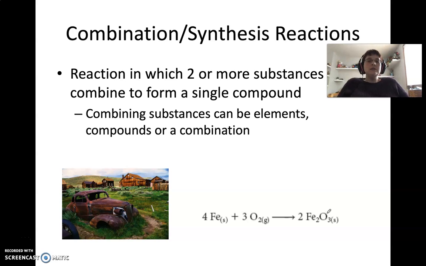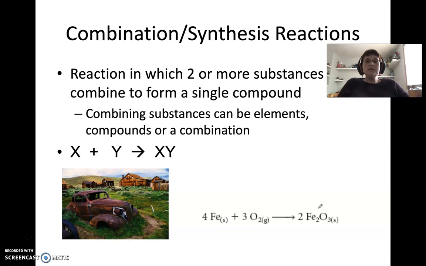So the combining substances can be just elements, like you see here. So these are pure elements to make a compound, but they can also be compounds. We've seen other reactions, and you'll see some of these in labs and examples where it's compounds that are coming together to make one single substance, or it can be a combination. It can be elements and compounds combining together to make one single compound.